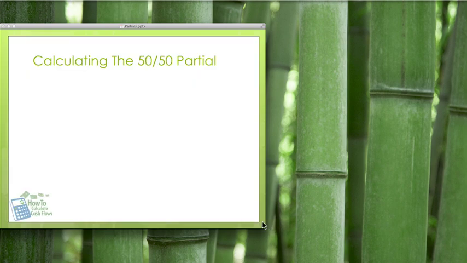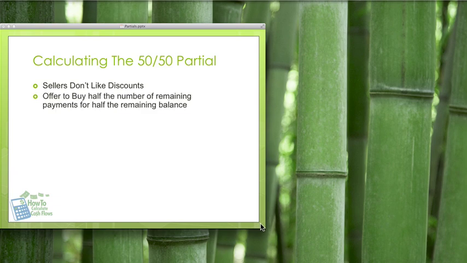I love this strategy because sometimes you just have a seller that says no to a discount. You can describe time value of money till you're blue in the face. So an alternative to that is to offer to buy half the number of the remaining payments for half the remaining balance. So let's take our example of a $100,000 principal balance note at 10% interest rate on the note with 30 years or 360 months of payments at $877.57.